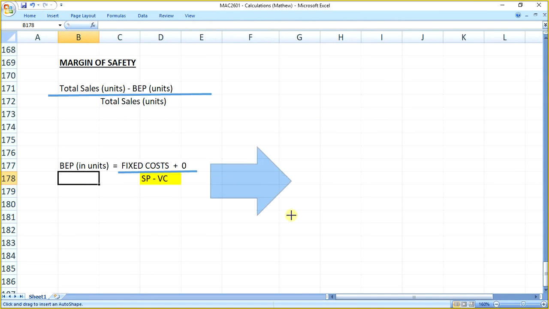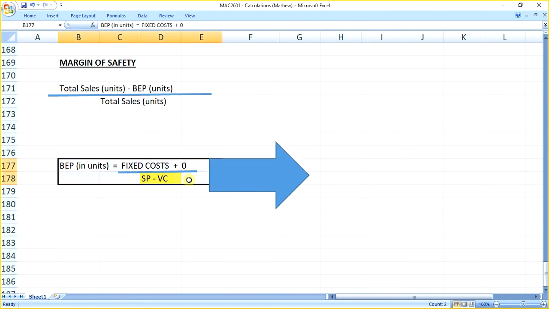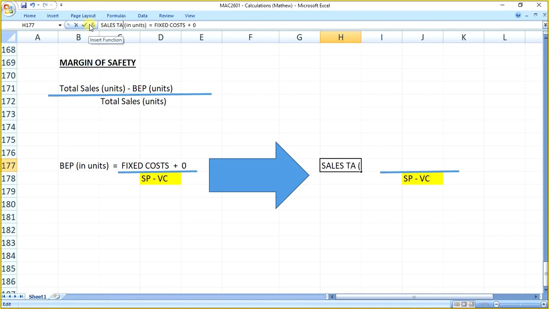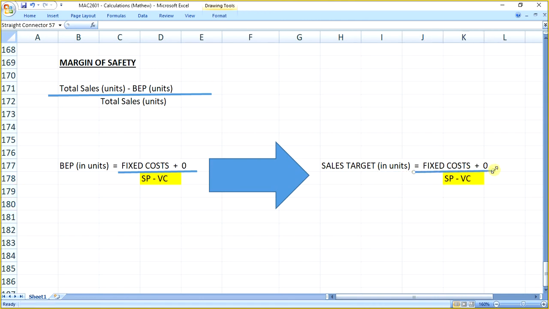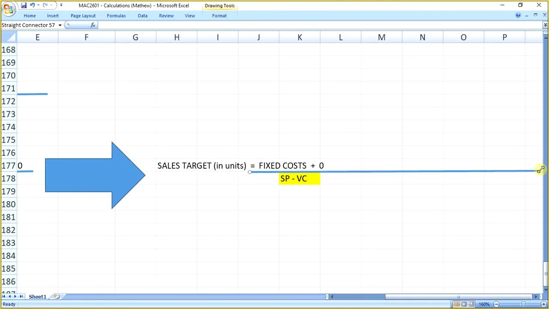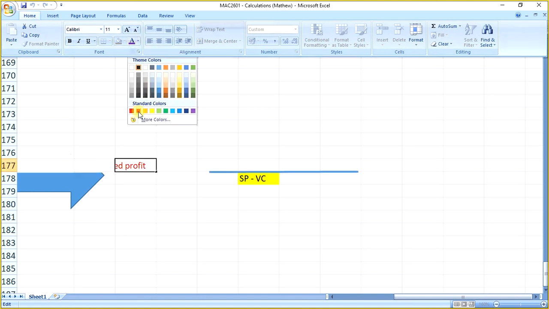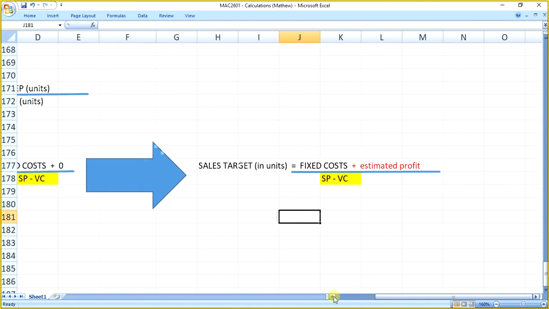Right. So now you can change the ratio. You can give it a different name, but it's the same thing. It's basically just called a target. Okay, sales target. And what is the sales target going to be? Well, the sales target is just going to be your fixed costs plus whatever profit you're wanting. See, that's the only thing different. Right, so it's basically just the break-even formula, but instead of zero, you're adding a specific amount. Do you see that? Yes.